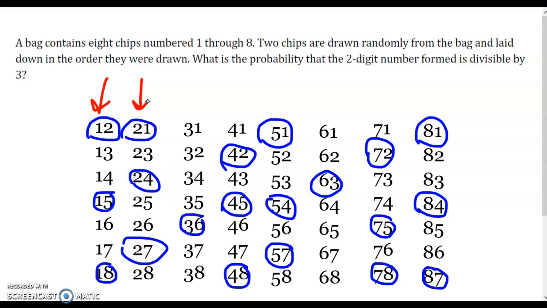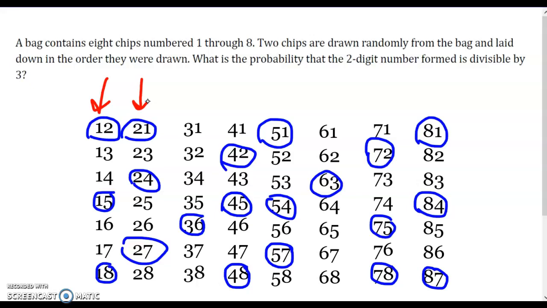Then I went through and I circled any number that is divisible by 3. And just a reminder, for numbers divisible by 3, if you add the digits together, so like 1 plus 2, if you can divide that by 3, then that number is divisible by 3. So 12 is divisible by 3. 2 plus 1 is 21. You can divide 2 plus 1, which is 3, by 3, and so 21 is also divisible by 3. So it's an easy way to think of it. So I went through and I found all of those.